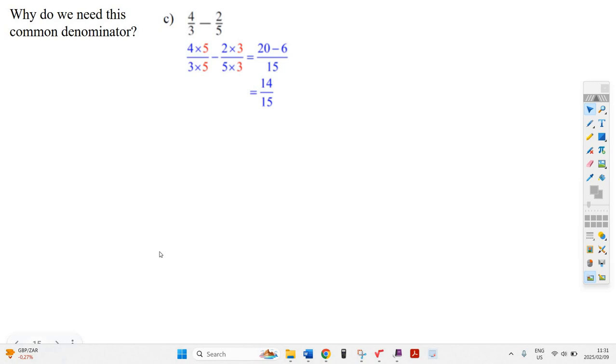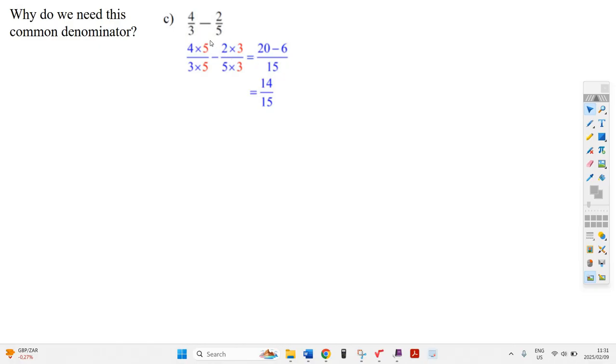Okay, let's see if we can figure out why this fraction business works. And they always tell you, and you probably remember, to combine, add, or subtract fractions, you need a common denominator. Well, in this case, you've got 4 over 3 minus 2 over 5. The smallest number that 3 and 5 both divide into is 15.